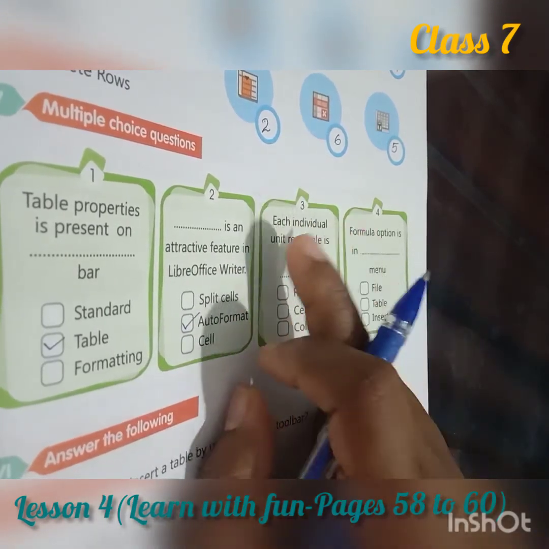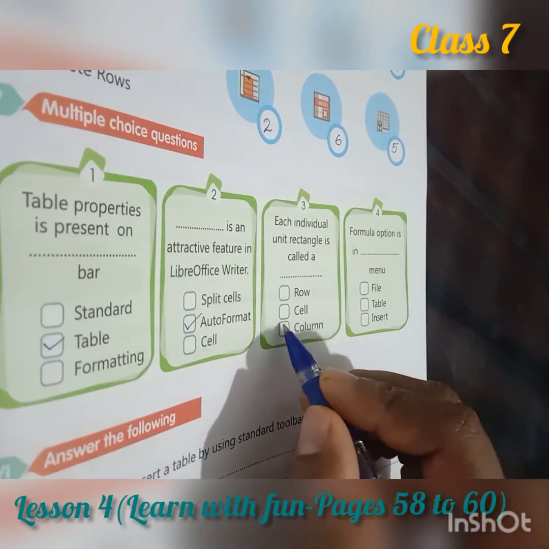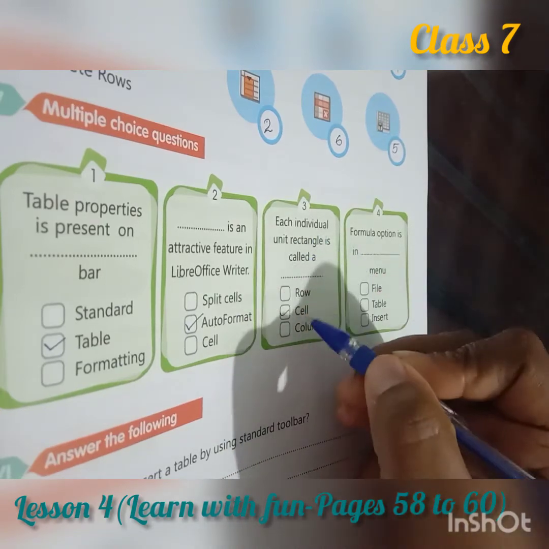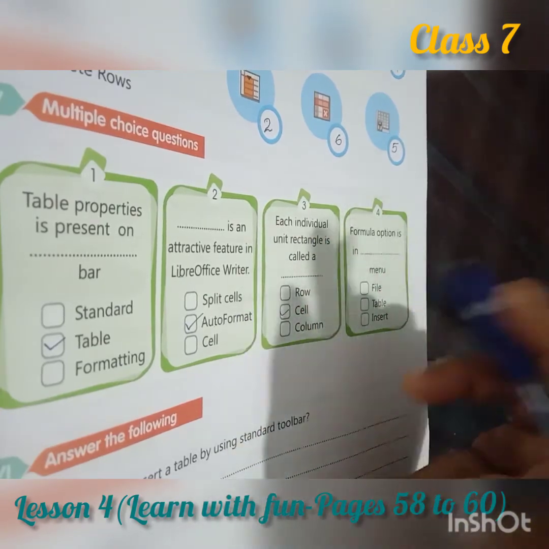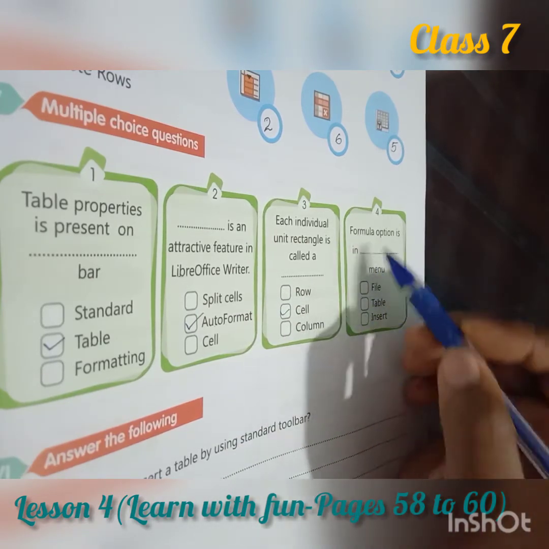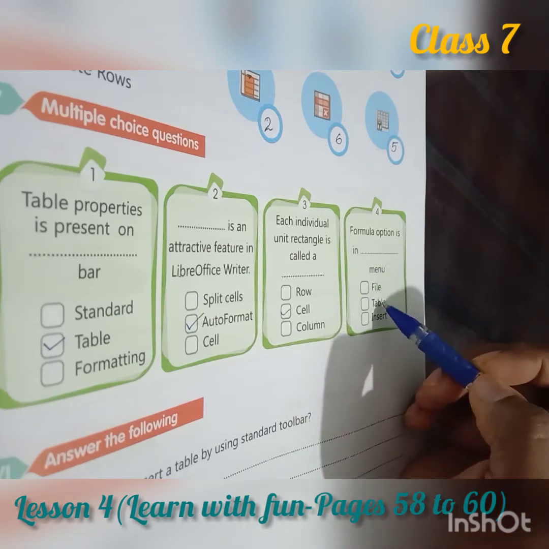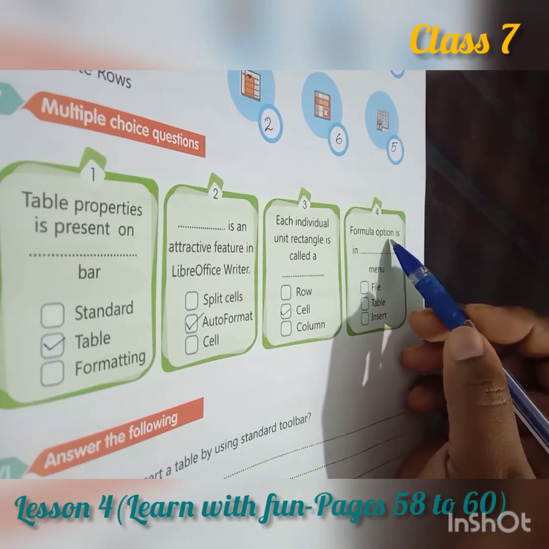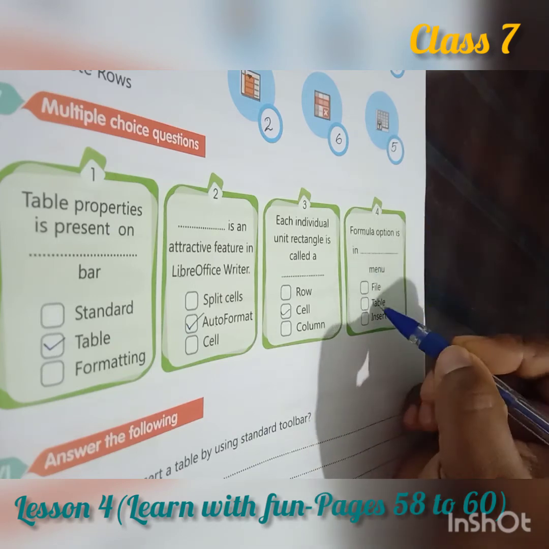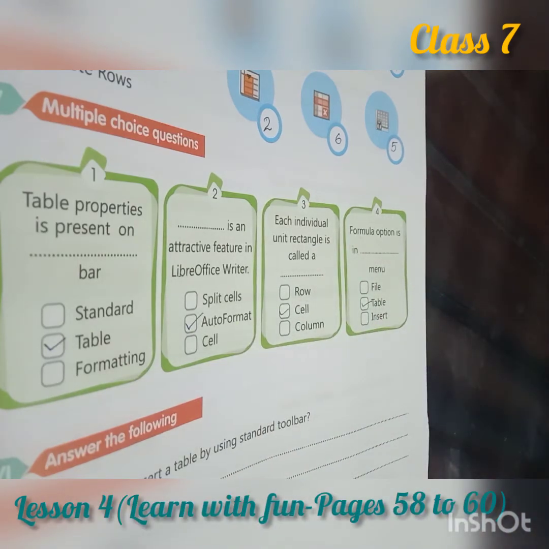Each individual unit rectangle is called a cell. Each rectangle is known as a cell, not row, not column. Small rectangles, that one, on the table. Okay, the formula option is in the table menu. The formula option, where we will do the formula, children, inside the column, right? So it will be in the table only. In the table you will get formula. Okay, children.